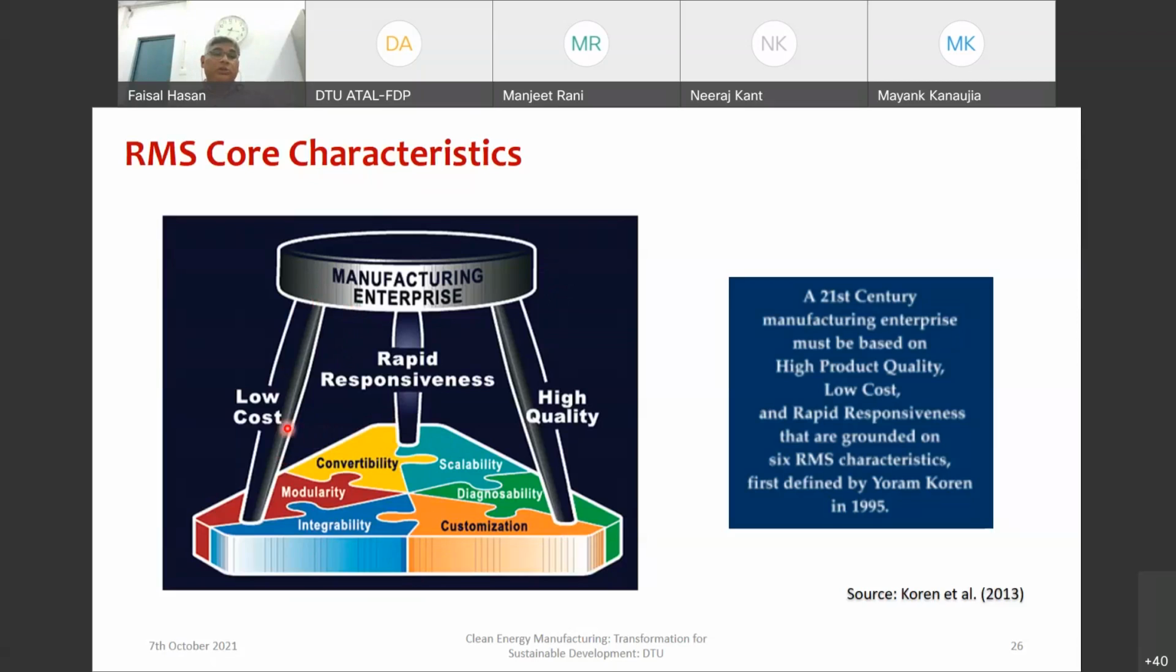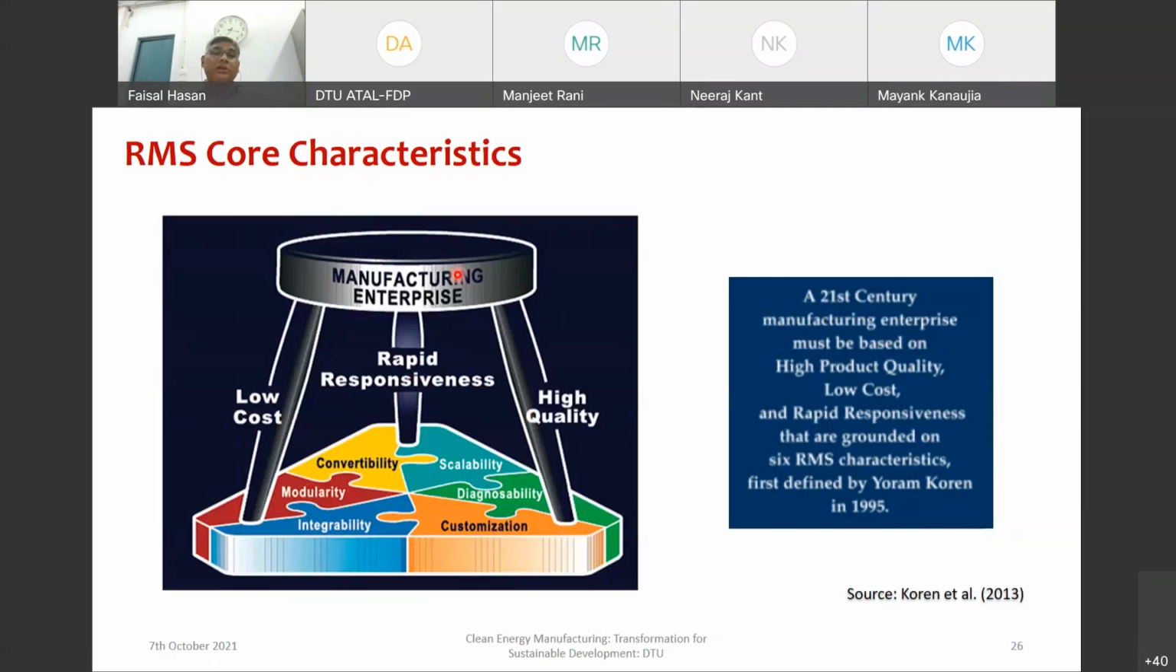The tool that I have depicted here, I have taken from the research paper of Koren, who is basically what we call the father of reconfigurable manufacturing. So these are some of the characteristics which my system must have if I say it has a high degree of reconfiguration. And with these characteristics, I must have these objectives in mind: low cost, rapid responsiveness, and high quality. If we build a system like this, then whatever I build will be termed a system which is closer to a reconfigurable manufacturing system.